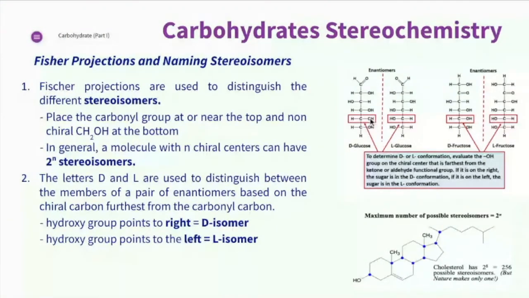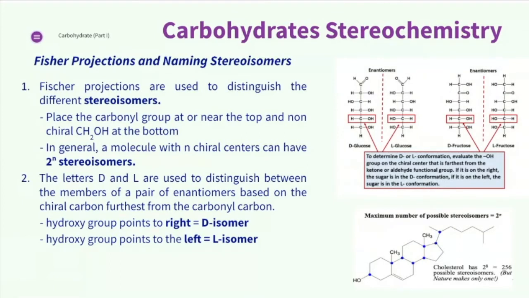If the hydroxy group is at the right, it is a D isomer. So this structure of glucose is D-glucose. If the hydroxy group is at the left, it is the L isomer, L-glucose. So this is the enantiomer of glucose in D and L configuration. Okay. So this is very basic. I think all of you should already recognize how to differentiate between the D and L configuration.